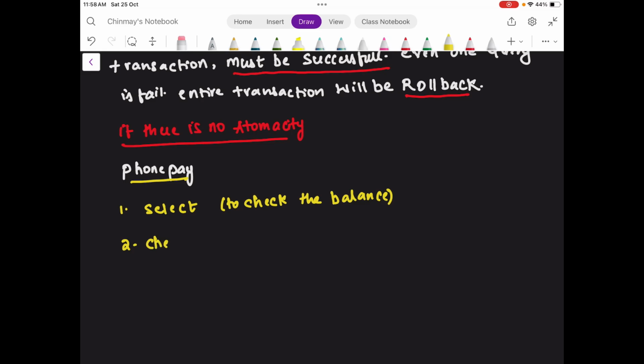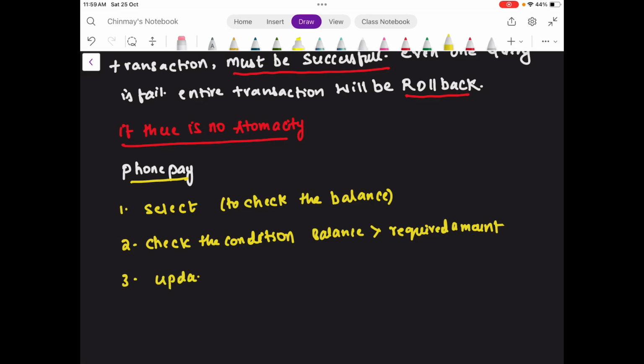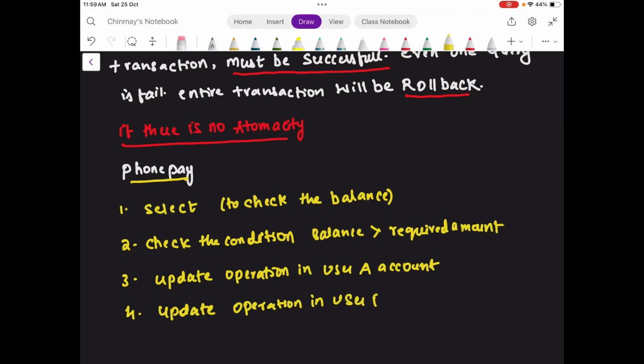Second one is check the condition. If balance is greater than the required amount, third one, update operation in user A account, and another update operation in user B account.